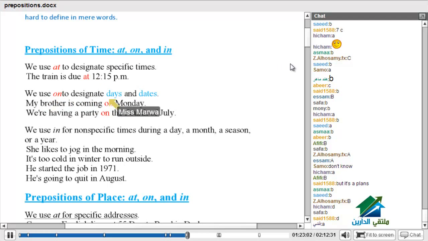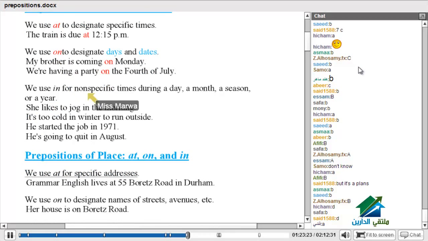We use on to designate dates or days. For example, my brother is coming on Monday. We're having a party on the 4th of July. Specific dates or days, on. We use in for non-specific times during a day, a month, a season, or a year. She likes to jog in the morning. It's too cold in winter season. He started the job in 1971. Date. He's going to quit in August. Months. Take care of the difference between them.